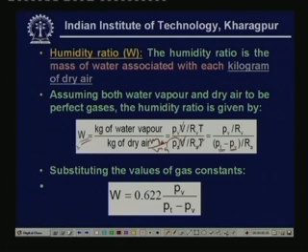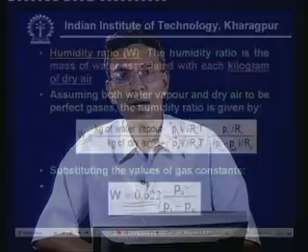So, finally, you find that W is equal to PV by RV divided by PT minus PV by RA, where RV and RA are the gas constants. If you substitute the values of RV and RA, I have given the values of gas constant, you finally find that the humidity ratio W is given by 0.622 PV by PT minus PV. Let me repeat once again, PV is the vapor pressure of water vapor and PT is the total pressure or the barometric pressure. So, you can see that the humidity ratio depends on the vapor pressure of water as well as the barometric pressure.